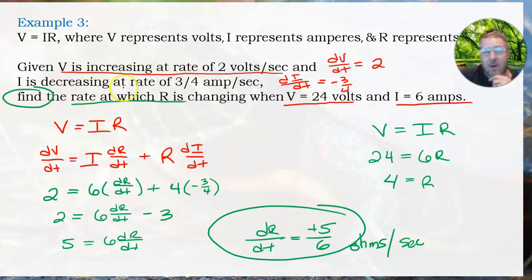I is decreasing. That's important. So it's got to be negative, at a rate of 3/4 amps per second. So dI/dt is negative 3/4. Find the rate at which R changes when V is 24 and I, which was the amps, is 6. All right, so this is all the information they gave us from the beginning, and we're trying to find dR/dt. That's what we're trying to find.